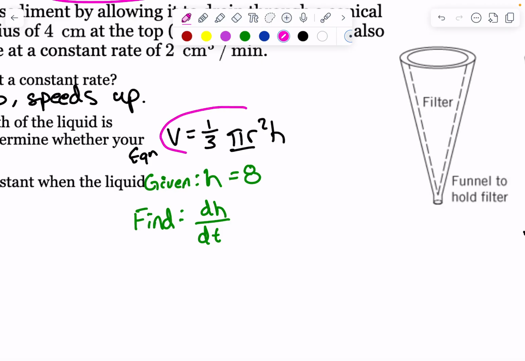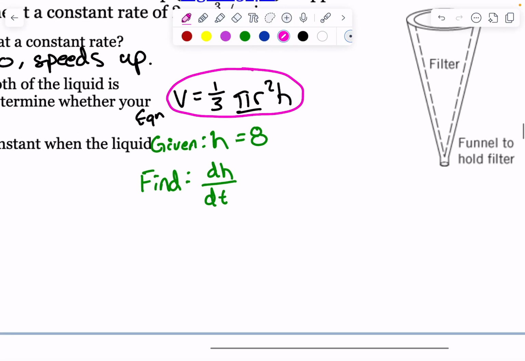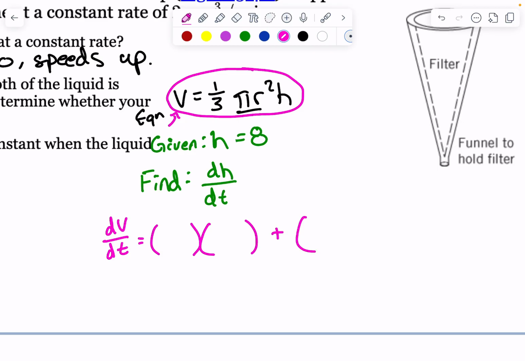So what should we do now? I'm going to do the product rule. Let's find what this is and figure out what we're missing. Starting from left to right, what's the derivative of V? dV/dt equals, this is going to be a product rule. So this times this plus this times this. What is your F part going to be? 1/3 pi r squared.